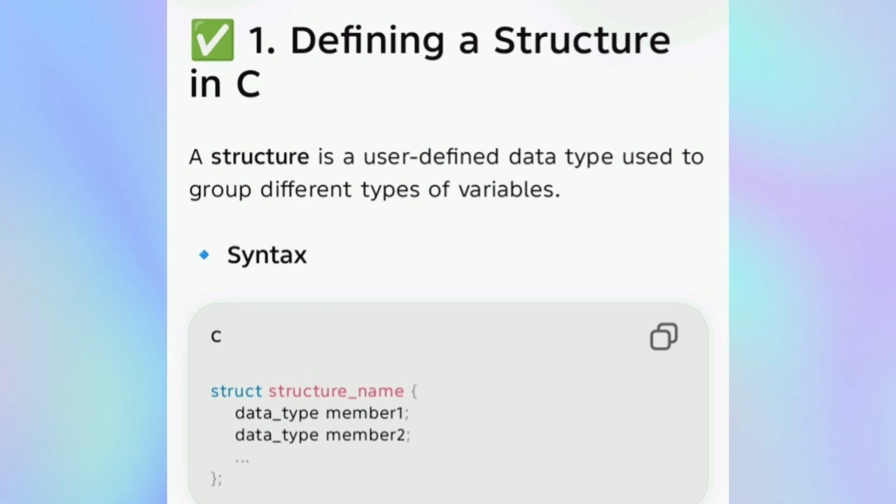The syntax of the structure: struct is a keyword, then the structure name, then data type member 1, data type member 2, and so on. You can include n number of members, then close the curly brace. This is the syntax of the structure.